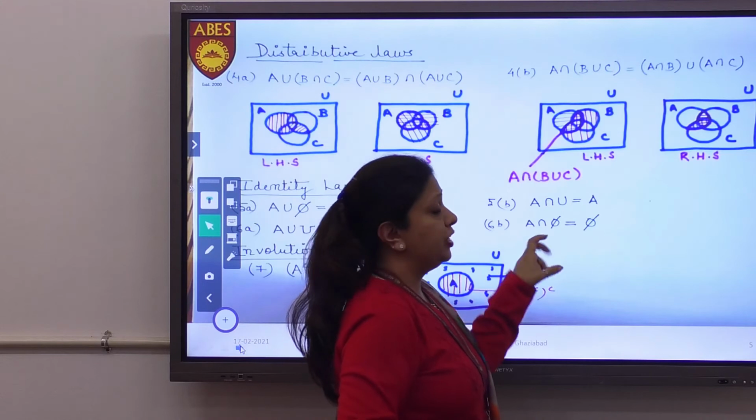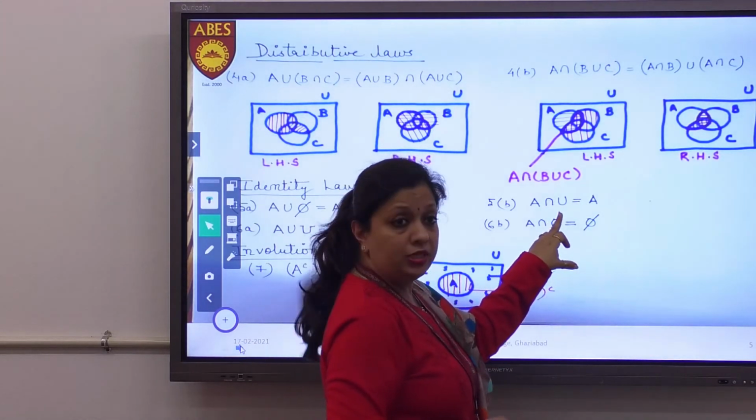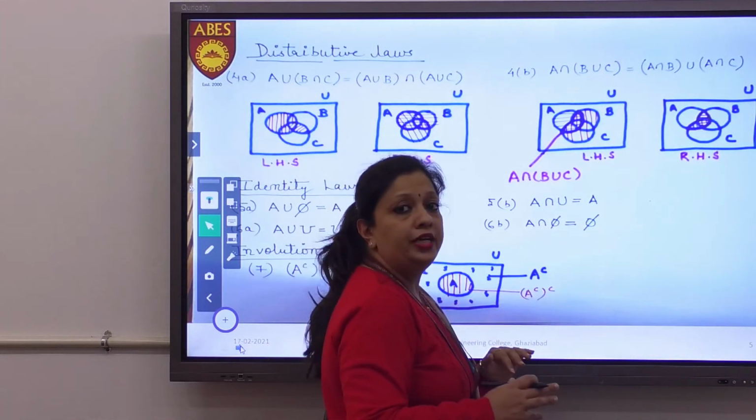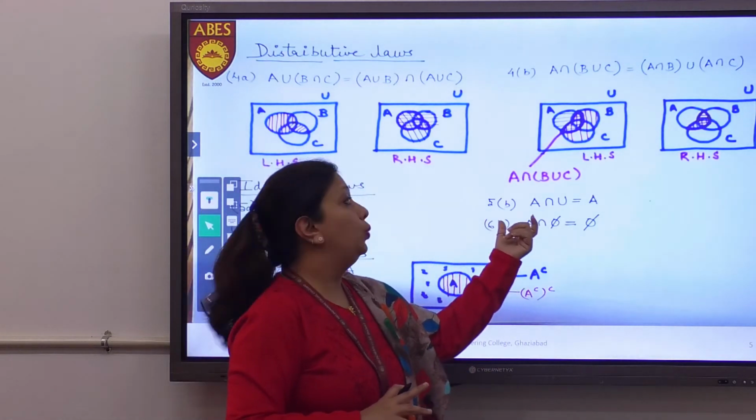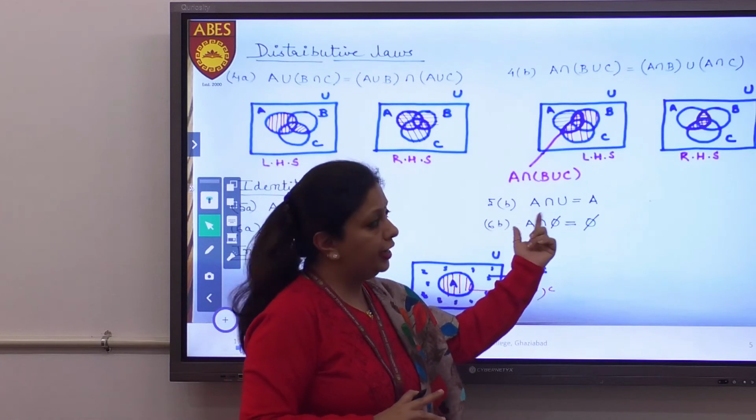If I take the intersection of any set A with a universal set, a universal set is one which contains all the elements, so the intersection of these two will obviously give me the set A itself.